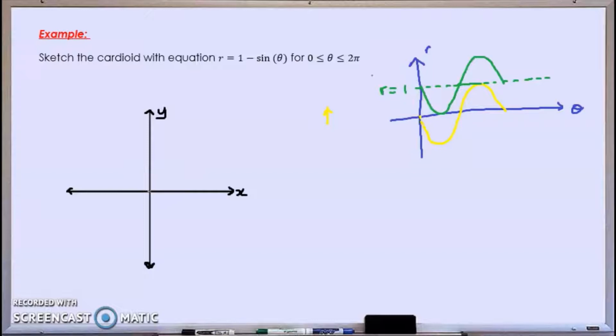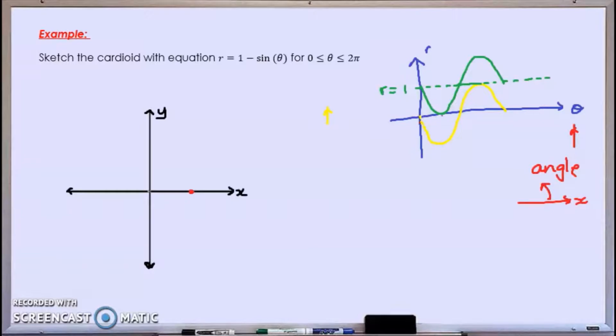I can see that when theta is 0, r is 1, which means when my angle, remember theta is my angle from the positive x-axis going up. So when my angle is 0 on my x-axis, my distance is 1. I'm going to draw a tiny little dot there.